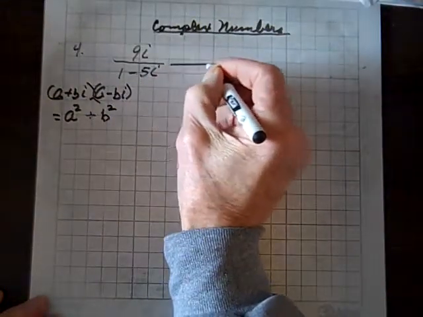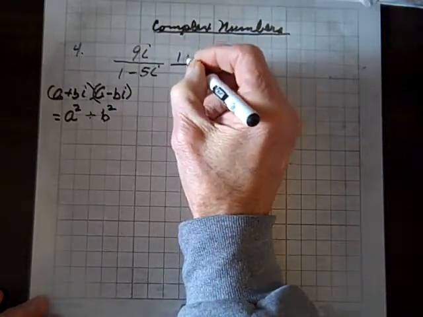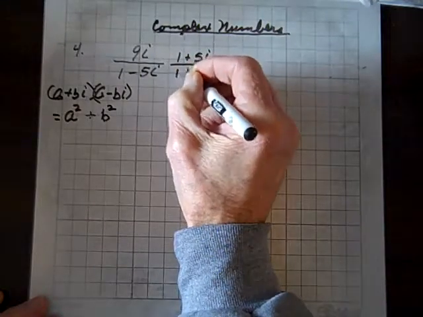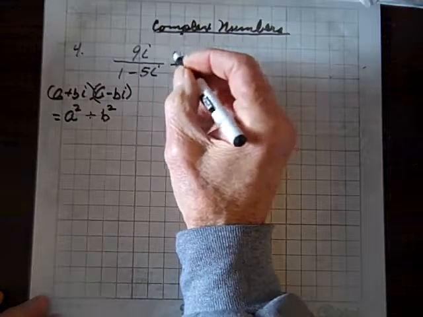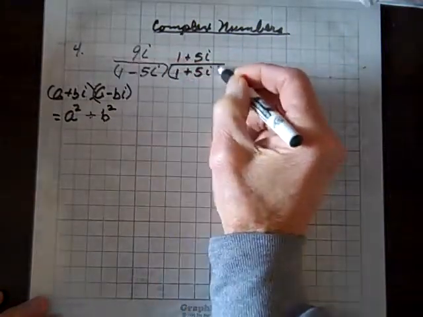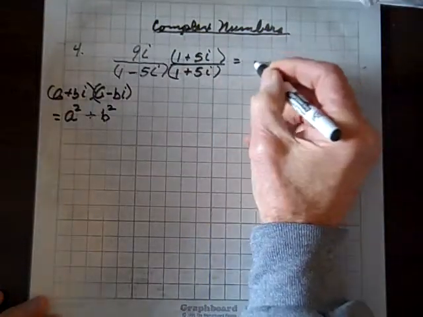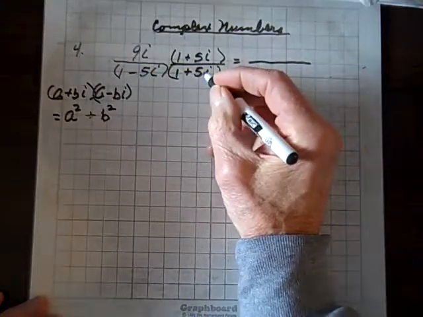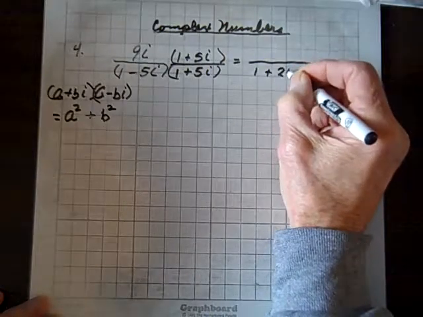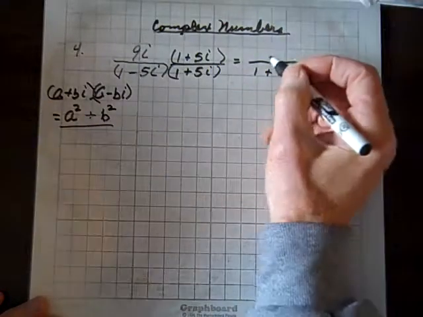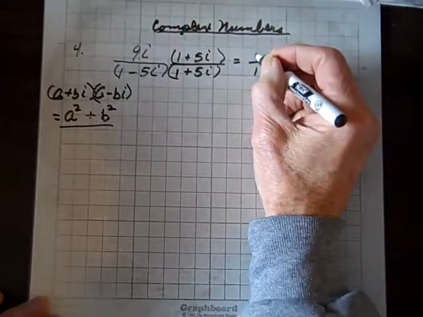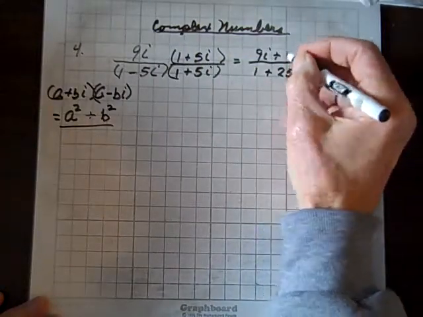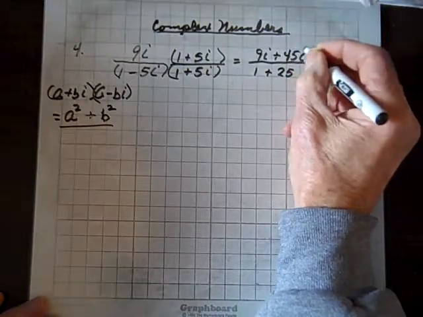With that in mind, we're going to multiply by 1 in the form of the complex conjugate, 1 plus 5i over 1 plus 5i, which is another way to write 1. So that's going to equal downstairs. All we have to do is square 1, get 1, put a plus sign, square 5, and get 25. Notice we're adhering to what we have here. Now, upstairs we get 9i times 1 is 9i, and 9i times 5i is 45i squared.